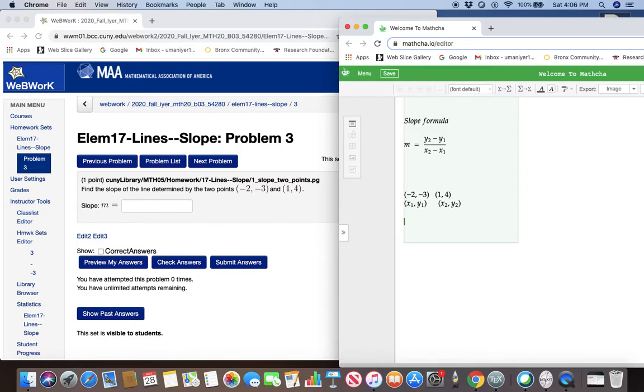So slope formula, m is the fraction y2 minus y1 over x2 minus x1. You see, first create space for each variable. So that's y2. y2 is 4 minus y1 is -3. Inside the parentheses is -3, over x2, which is 1, minus x1, which is -2. All right. So fraction, negative followed by negative is positive. So 4 plus 3 in the numerator and 1 plus 2 in the denominator. So that's the fraction 7 over 3.